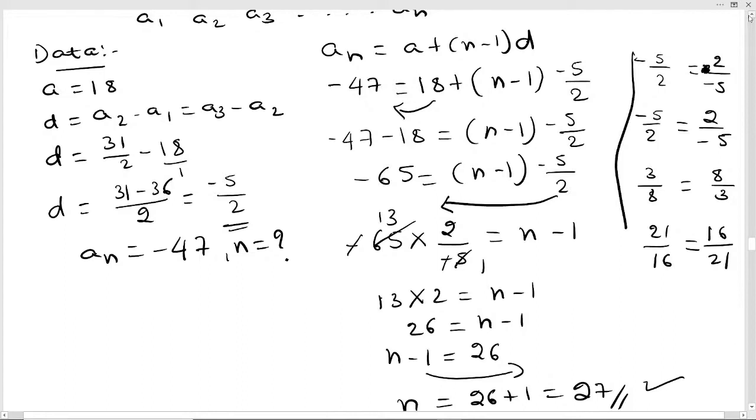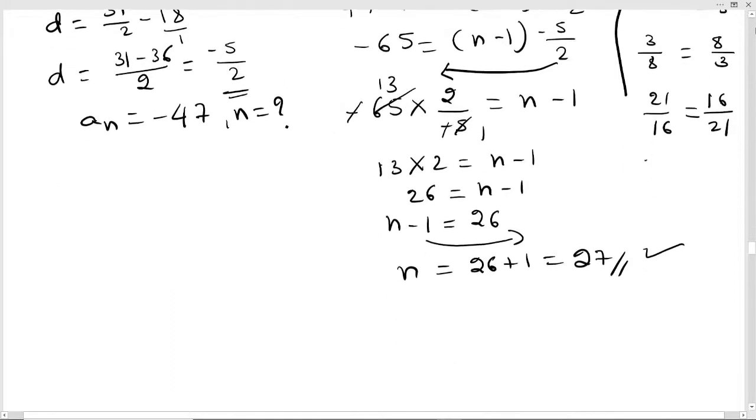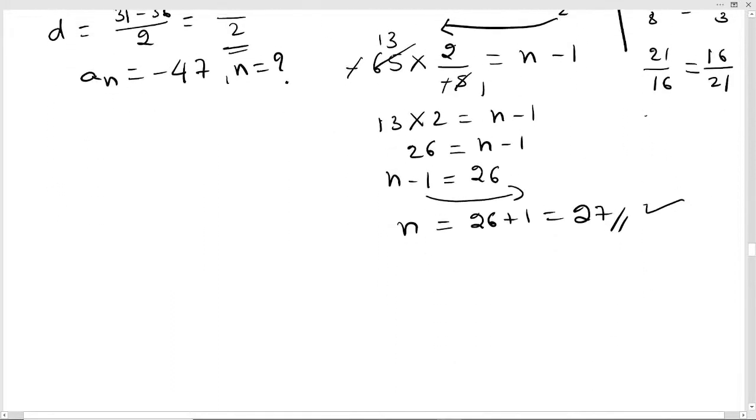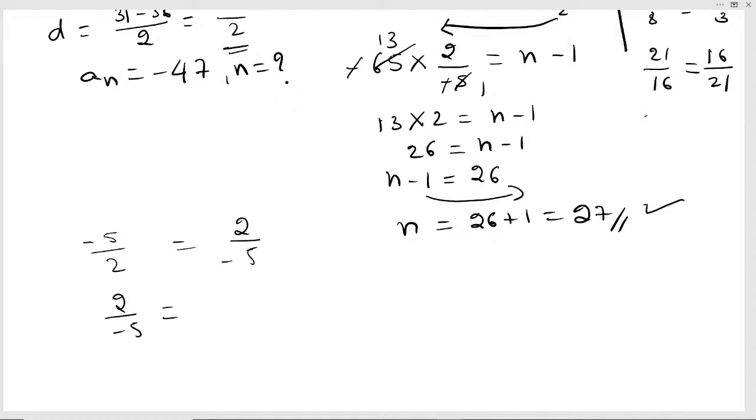Children, just observe here. Whenever you are sending minus 5 by 2, it will become 2 by minus 5, the symbol will not change. For example, if you are sending 2 by minus 5, then it will become minus 5 by 2. That's it.